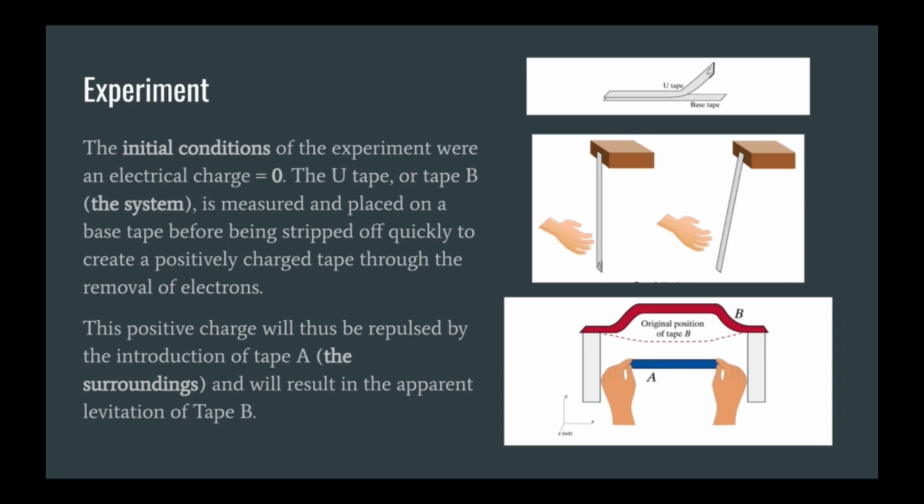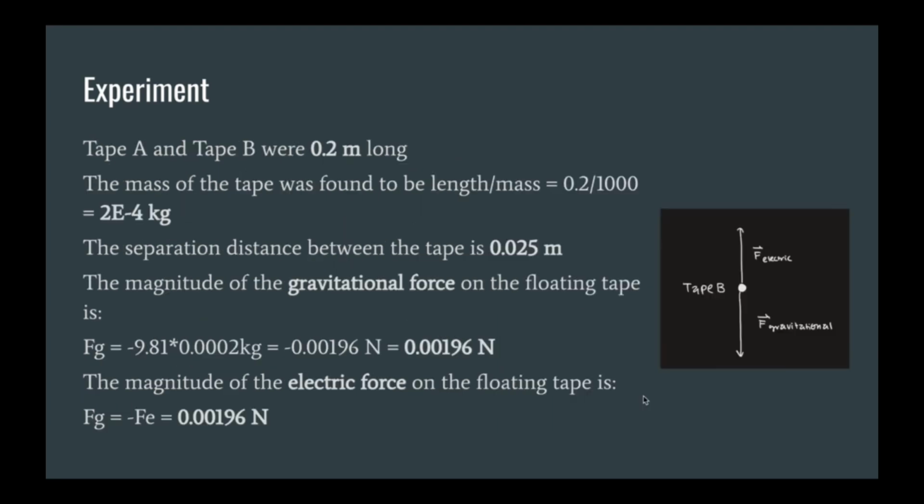The U-tape, or tape B, which acts as our system, is measured and placed on a base tape before being stripped off quickly to create a positively charged tape through the removal of electrons. This positive charge will thus be repulsed by the introduction of tape A, the surroundings, and will result in the apparent levitation of tape B, as seen in the diagram.